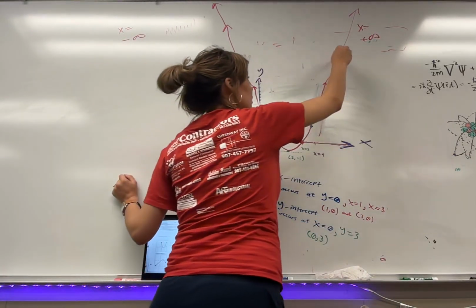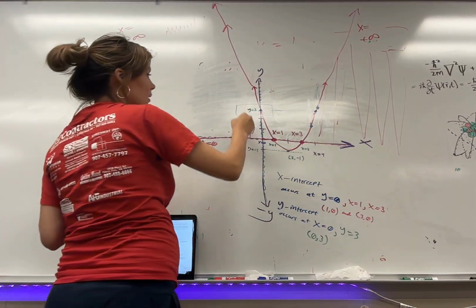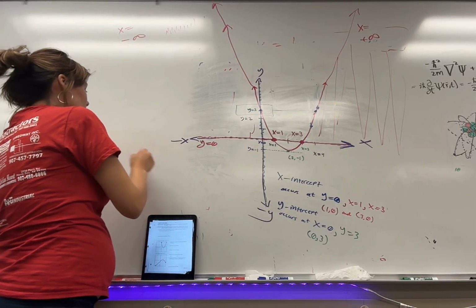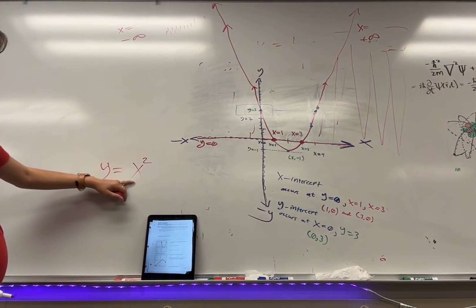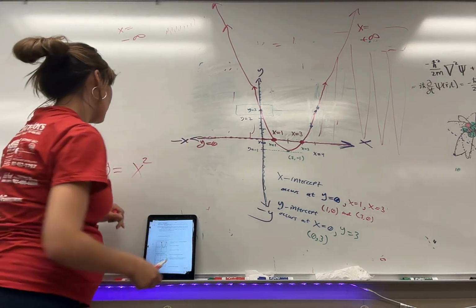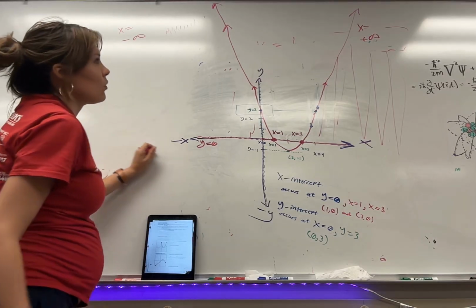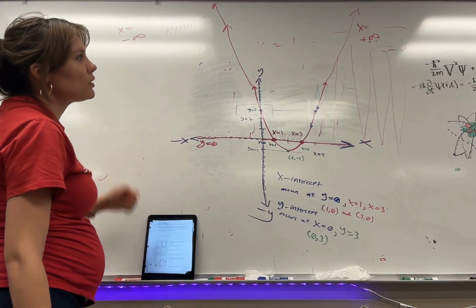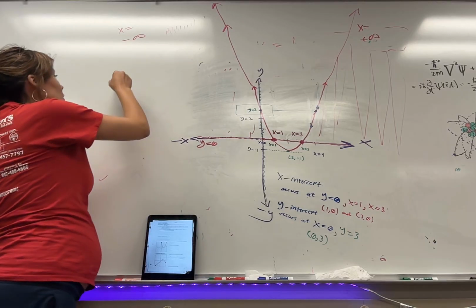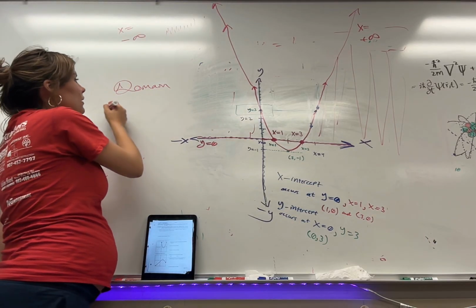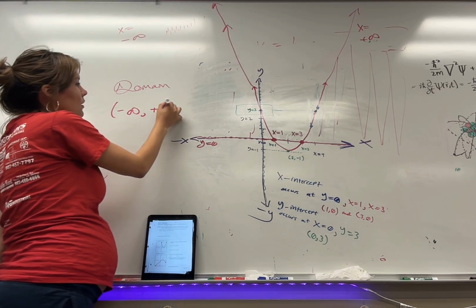Because all of these are allowed values for x. If you know anything about parabolas, this is like y equals x squared. What are the possible allowed values for x squared? Well, this isn't quite that. This is a shifted parabola. But there's no restrictions. There's no accidental division by 0 here. If we let x equal negative 1 billion and we let x equal positive 1 billion, it's still defined. Is it defined out to negative infinity and out to positive infinity? Yes. So the domain is negative infinity to positive infinity.